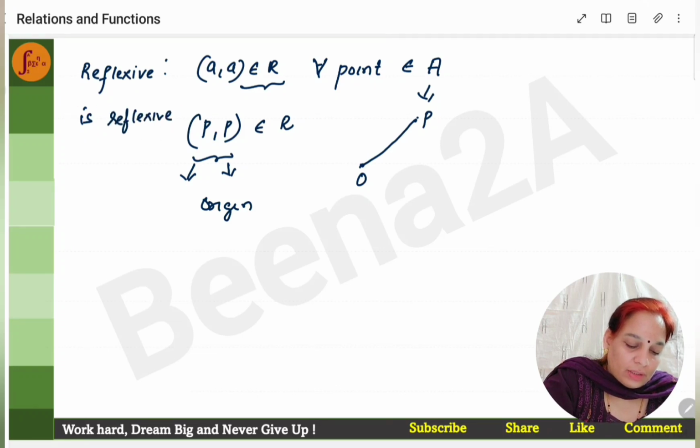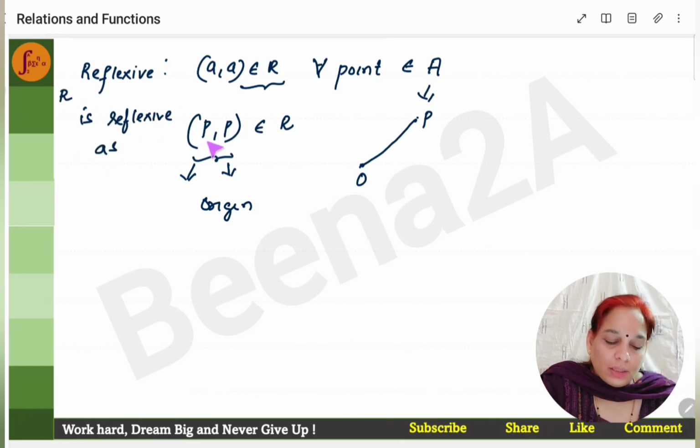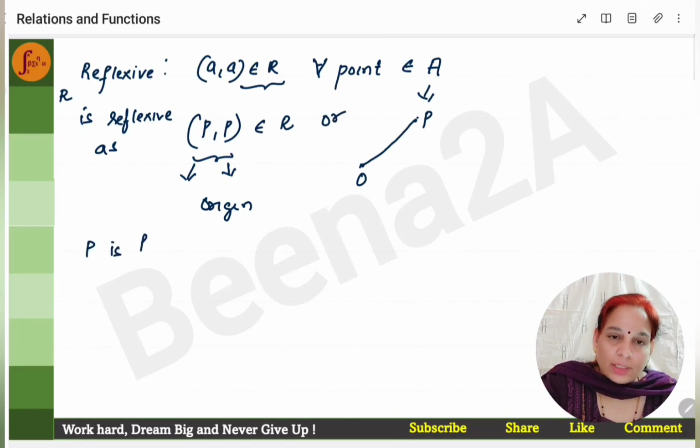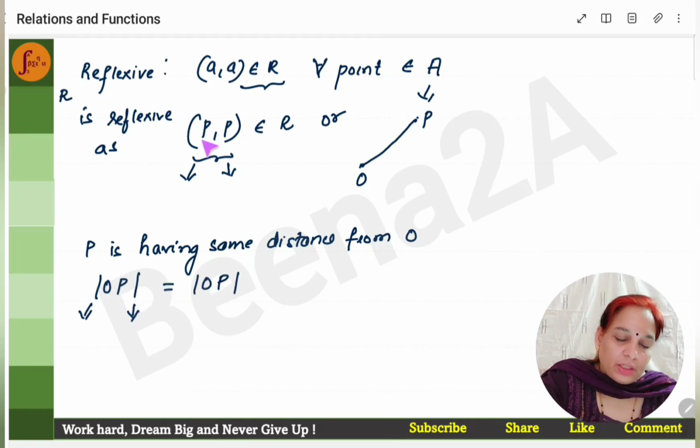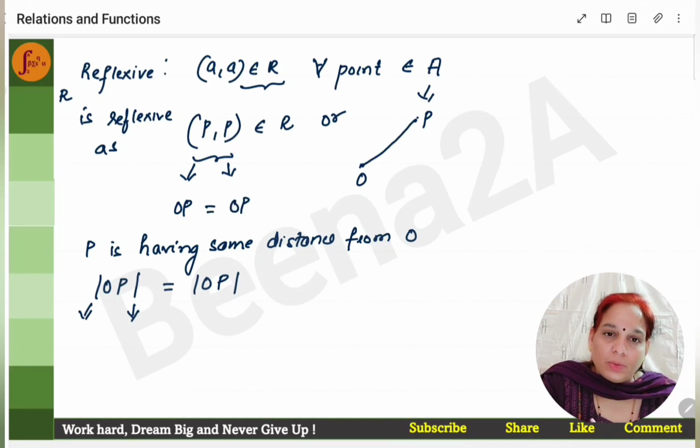R is reflexive as (P, P) belongs to R, or as P has the same distance from O. From O to P, you write it like this. This indicates the distance. Distance OP should be equal to OP. The distance from the origin for this point is OP. The distance from the origin for this point is also OP. Both of these are equal, right? Therefore, you say it's reflexive.